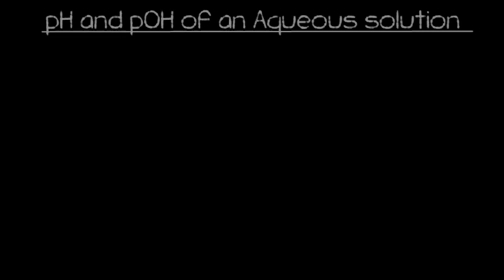We are going to learn about the pH and the pOH of aqueous solutions. So one may ask, what is pH? pH is the negative logarithm of the concentration of the hydrogen ions present in an aqueous solution, whilst the pOH is the negative logarithm of the concentration of the OH ions present in a solution. These values are used to determine the alkalinity and the acidity of substances.